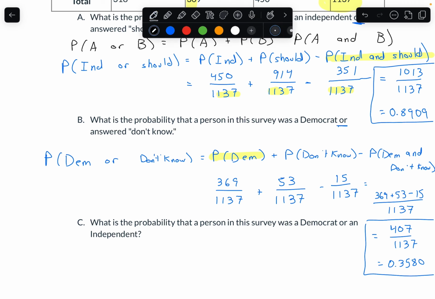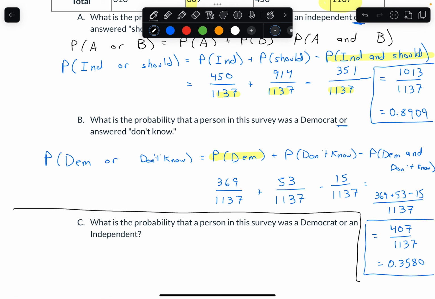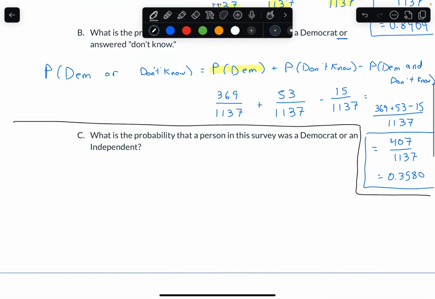All right, let's take a look at our final part of this example. Let me just make sure I've got enough room. Last question says, what is the probability that the person in the survey was a Democrat or an independent? Now, it turns out this question is going to be a little bit different. It's still an or probability, so we're still using that same probability of A or B. So I want to know the probability that the person was a Democrat or an independent.